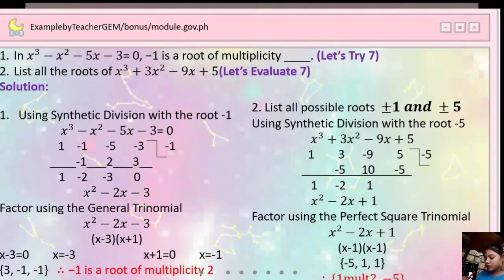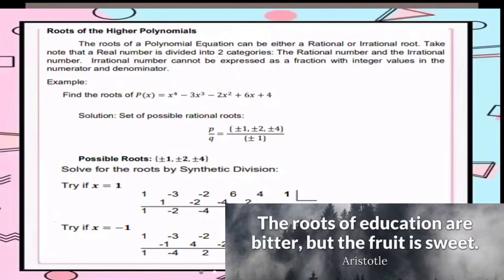Last topic na ba ito? Ay, hindi pa. Oh, mahaba-haba to. Yan, using roots of a higher polynomial. Pag higher polynomial, parang katulad lang po ng discussion natin kanina. Yan, using rational root theorem natin. Yan, so pwede natin gamitin. Yan. Pwede natin gamitin. Ito lang po yung pinaka-gano niya.